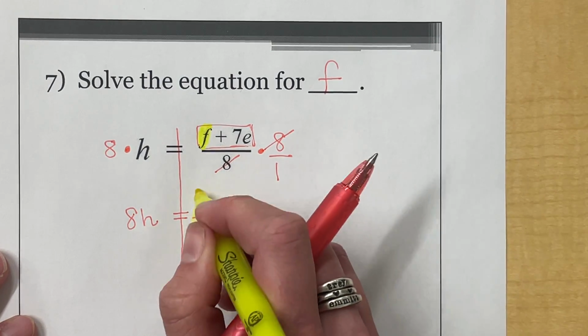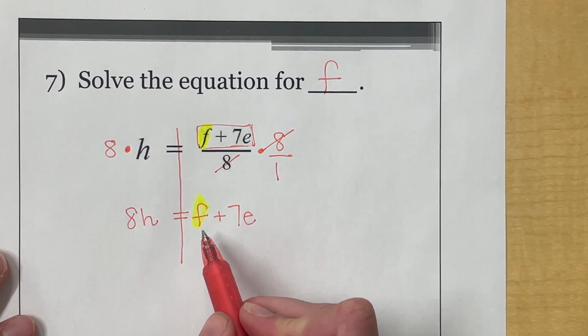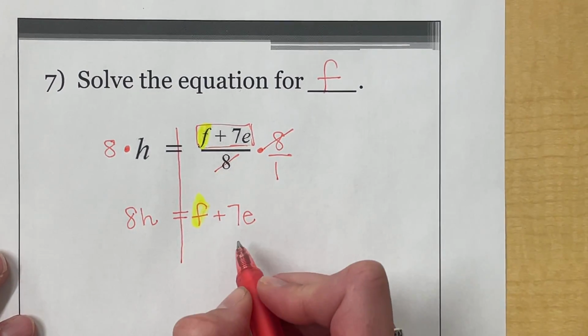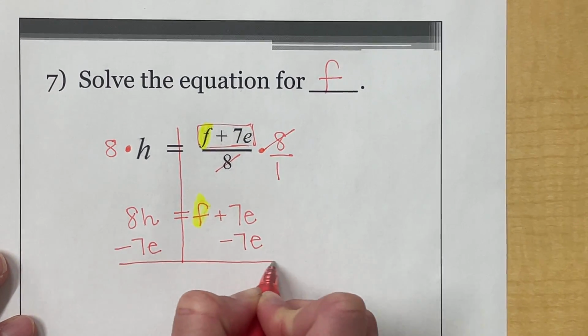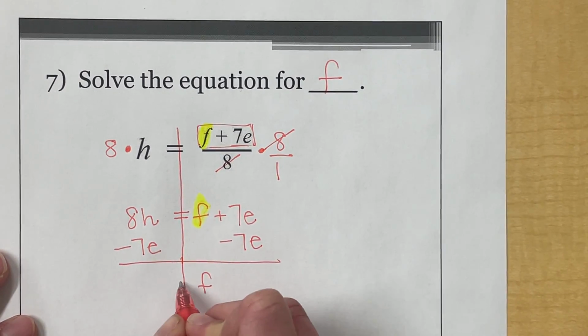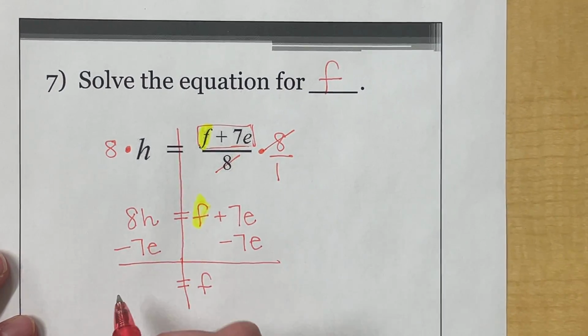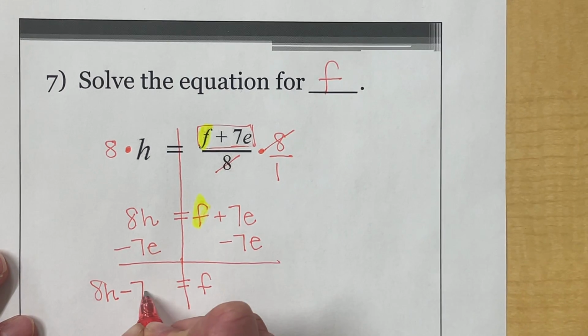Highlight your variable again so you know what to look for. You need to get F by itself. This time the 7E is attached by adding, so I'm going to subtract 7E on both sides. That leaves F equals. Now, these are not like terms because they're different variables. So that's just going to be 8H minus 7E.